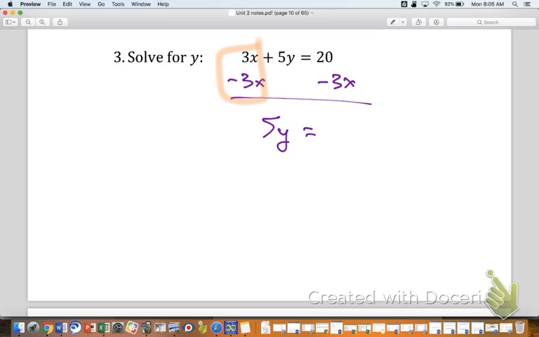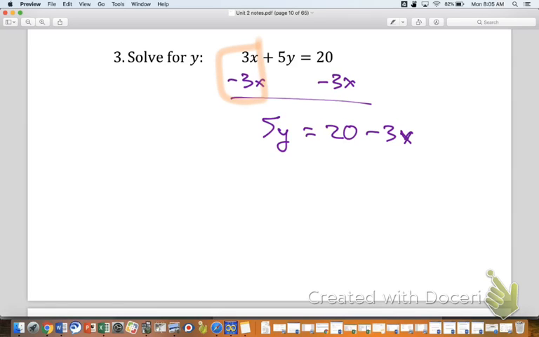What about the right side? What's 20 minus 3x? Is that 17x? No. Why not? Because the 20 doesn't have a variable. So therefore, the 20 and the negative 3x are different, not like terms, unlike terms. That's right. So 20 minus 3x is over there.